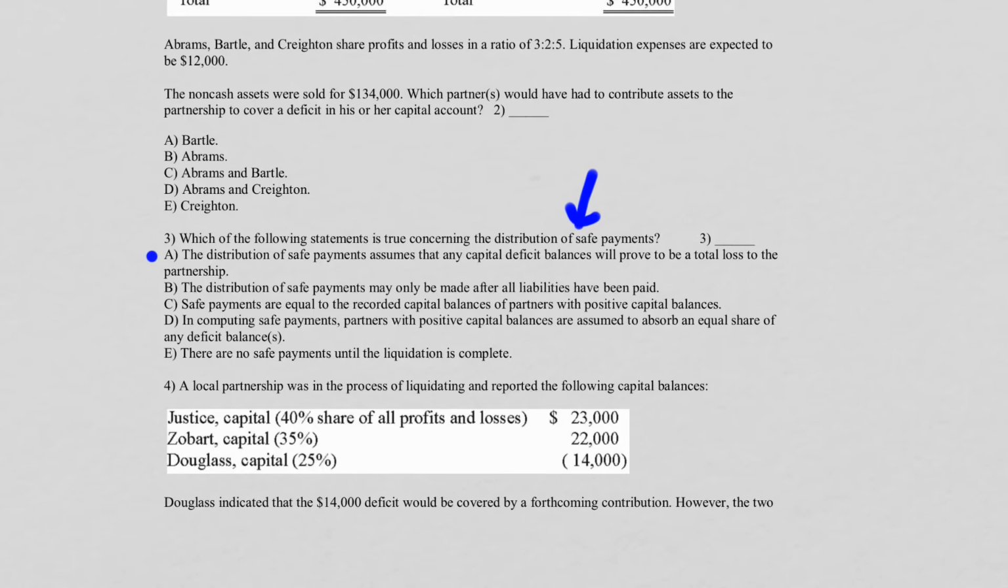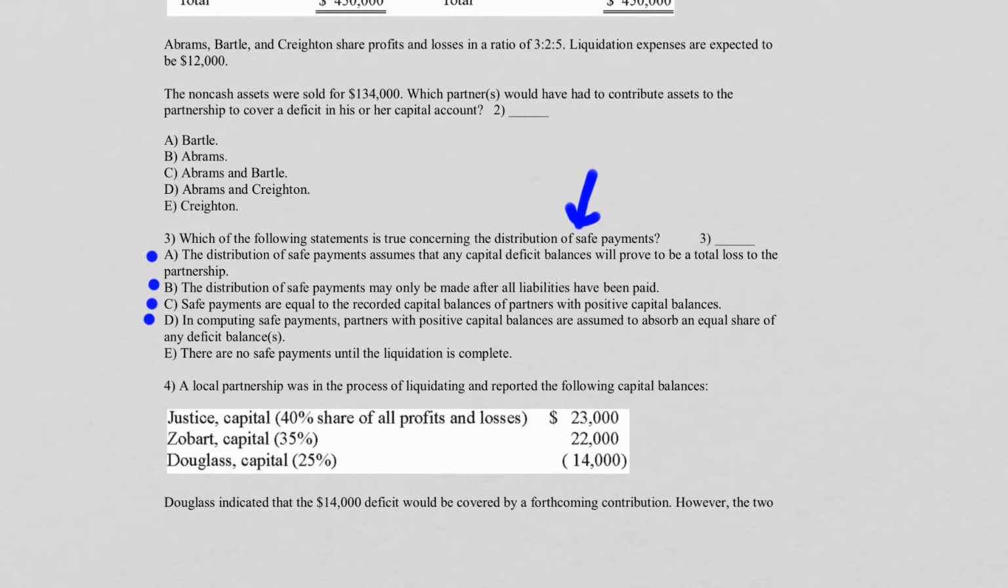All right, I think I know what that means. Let's go further. The distribution of safe payments may only be made after all liabilities have been paid. Well, that's true, isn't it? I think. Safe payments, let's take a look at C. Safe payments are equal to the recorded capital balance of partners with positive capital balances. That seems true.